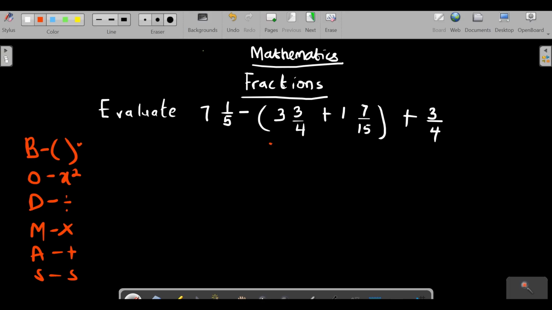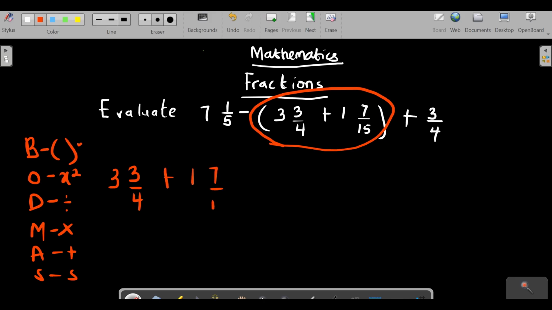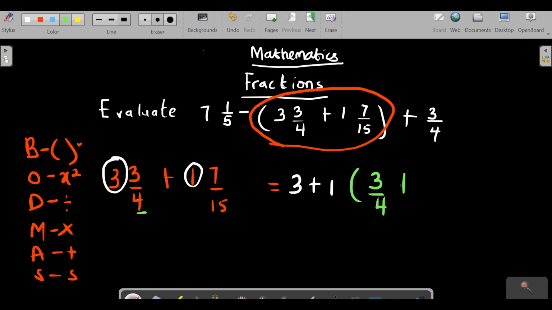If we apply BODMAS to the question, we are going to do this one first. So I'm going to bring out the fractions that we have in our bracket. In our bracket, we have 3 3/4 plus 1 7/15. I want to deal with it first. Now look at it. How do we solve this? You see the whole numbers, you have 3, you have 1. You bring them out: 3 plus 1. Once you have done that, you put the fractions inside the bracket. The fractions here are 3/4 plus 7/15.